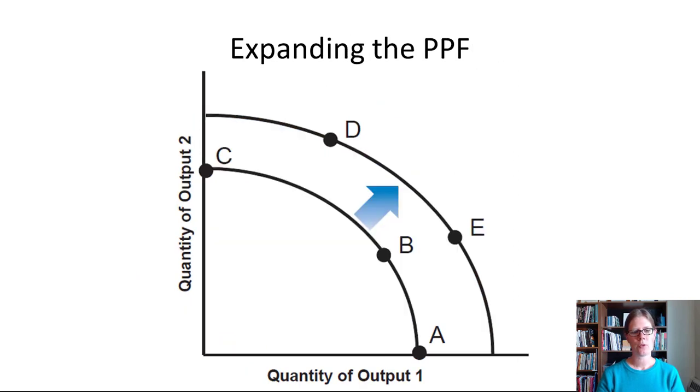The only time we can move outside the boundaries of the PPF is if we either increase the amount of resources that we have available, or we develop a new technology that was not available before that allows us to use our resources even more efficiently. Both of those changes move the PPF outwards because we're now able to produce more of both goods than we could before. On the other hand, depleting the amount of resources that we have available through depreciation would move the PPF inwards.